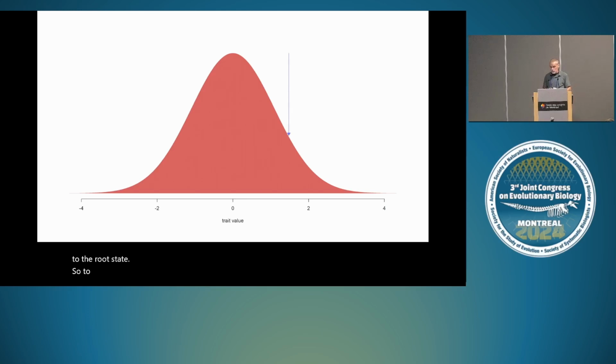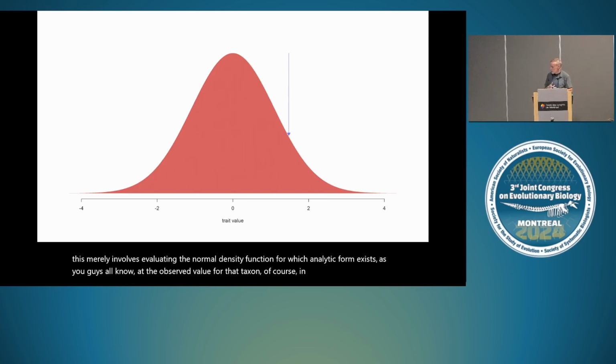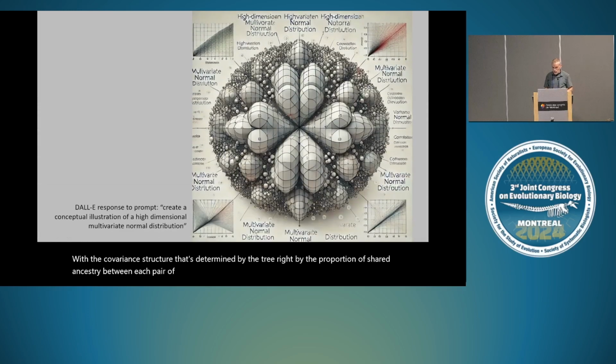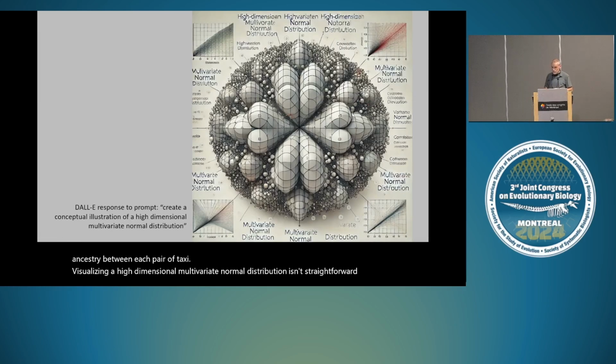So to compute the probability density of our observed datum for the red taxon, this merely involves evaluating the normal density function, for which an analytic form exists, at the observed value for that taxon. Of course, in practice, our observations for the set of 8 taxa in our tree are non-independent of one another. This means their probability density is actually multivariate normal, with a covariance structure determined by the tree, by the proportion of shared ancestry between each pair of taxa. Visualizing a high-dimensional multivariate normal distribution isn't straightforward, but computing the density value is trivial and can be done quickly by computers. And that's for unbounded Brownian motion.